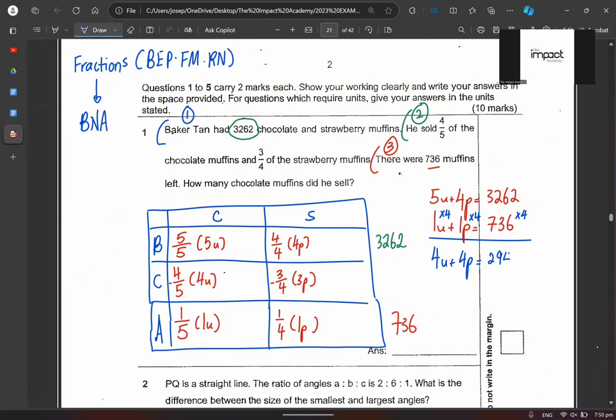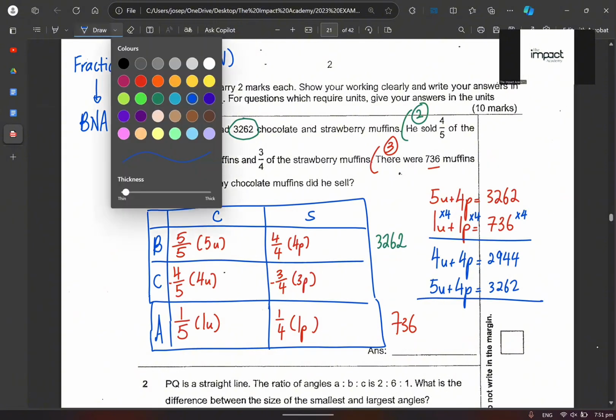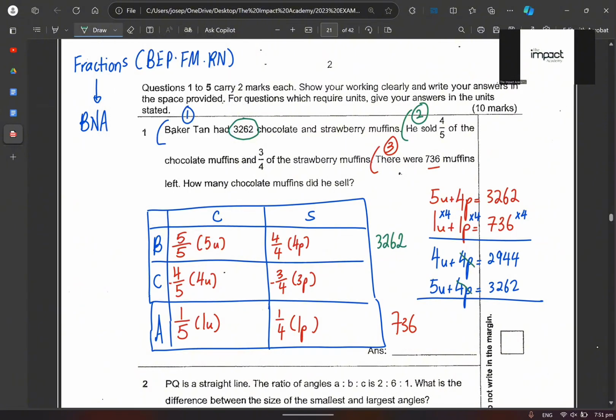2944. Very good. And then we also have the other one as how many units? 5 units plus 4 parts equals 3262. What is this? This is the same one. There is no change. Can you see my arrow? Okay, those of you who know how to do it, just proceed from here. Parts and parts we cancel out because they are the same. Very good. So this is B and A, correct? Now B and A up.